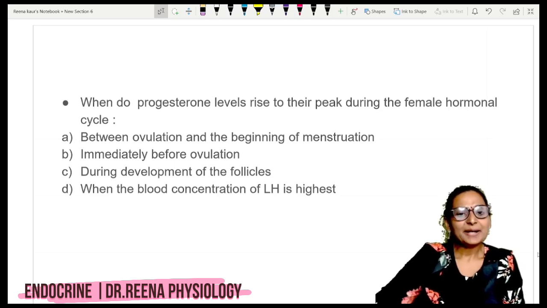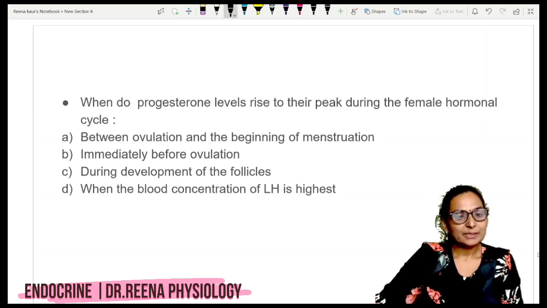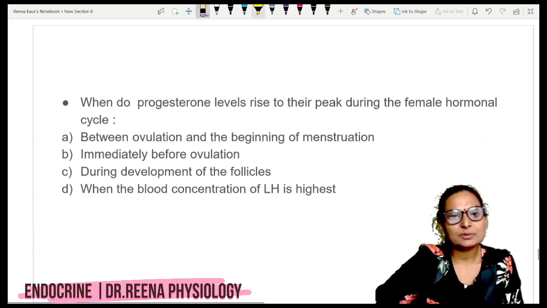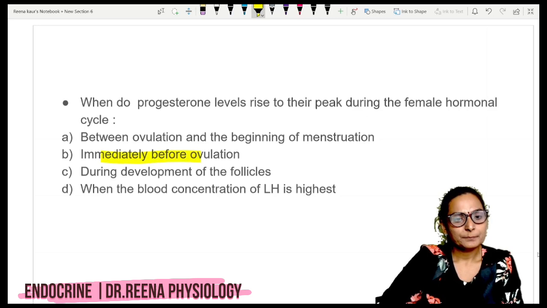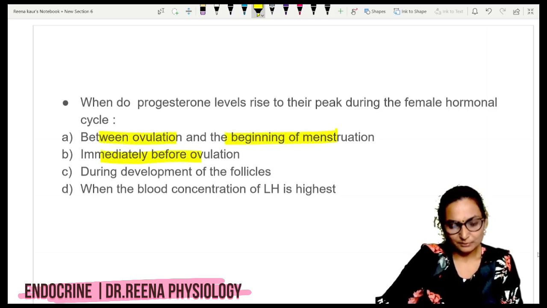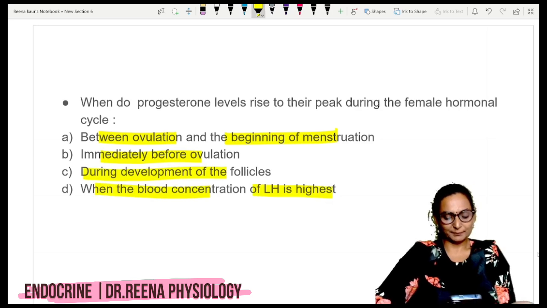Now, when do progesterones rise to their peak in the female reproductive cycle? Immediately before ovulation, between ovulation and beginning of menstruation, during development of follicles, or when the blood concentration of LH is high. What will be the answer?